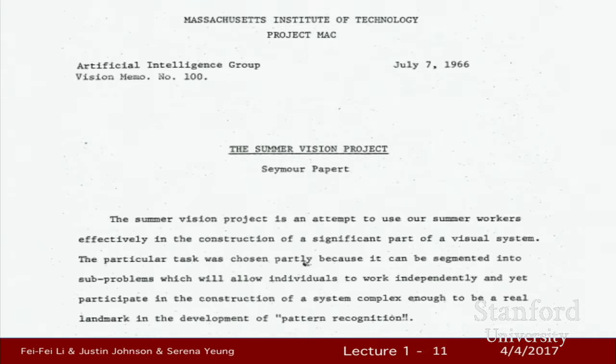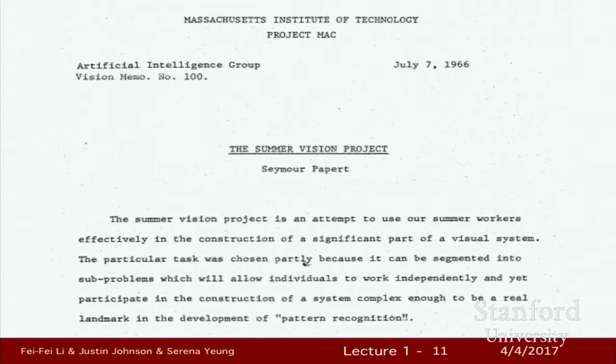But our pioneers underestimated how hard vision is. So, in this summer vision project, the MIT professor proposes that, quote, the summer vision project is an attempt to use our summer workers effectively in the construction of a significant part of a visual system, unquote. So the ambition that summer was to produce an entire visual system. Of course, even though that set off the goal of building a vision system, it didn't accomplish it.